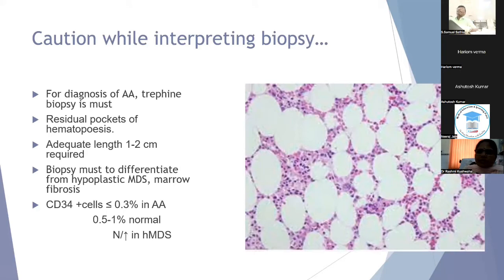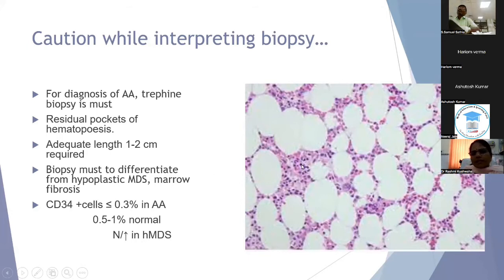Some intertrabecular spaces will be hypocellular, some will have only fat spaces, and some will have only some foci of residual hematopoietic precursors. So trephine biopsy is a must if we are suspecting aplastic anemia. Moreover, the trephine section is required to differentiate aplastic anemia from hypoplastic MDS or from patients who have marrow fibrosis, where the aspirate is inadequate.